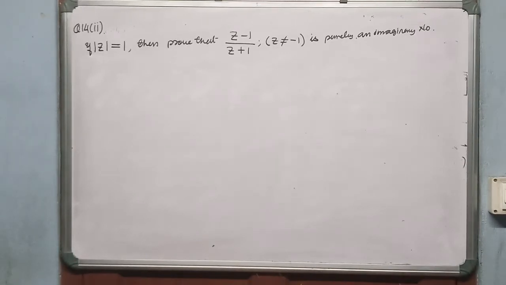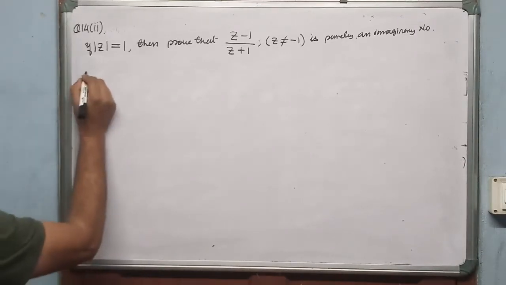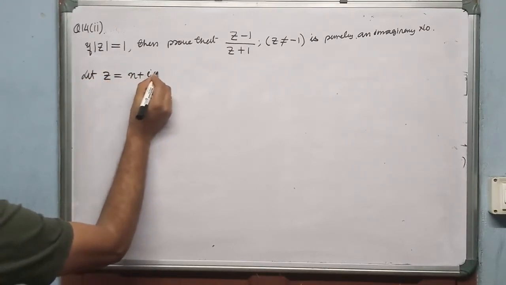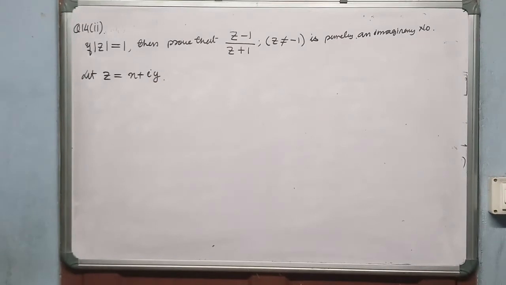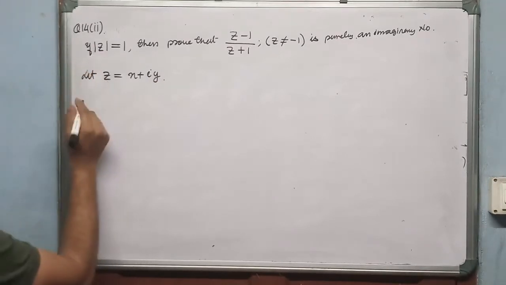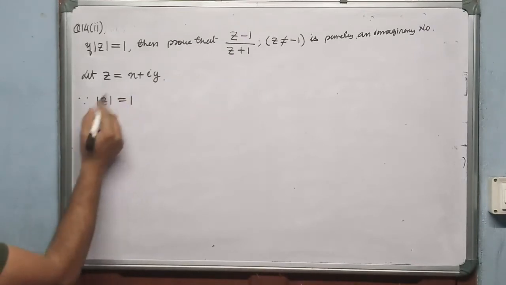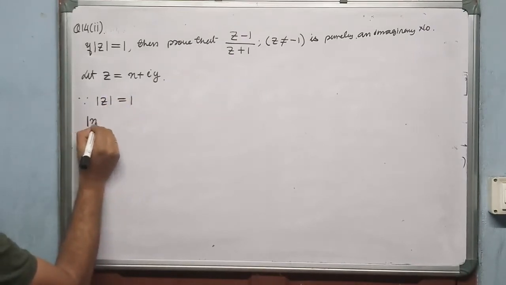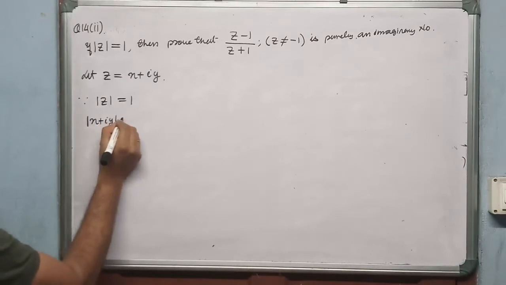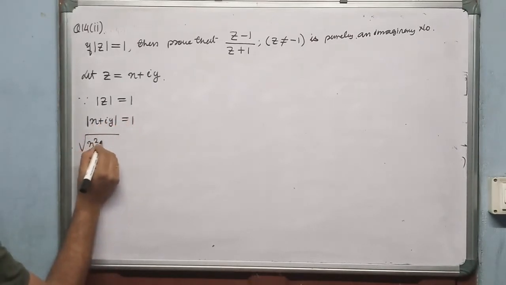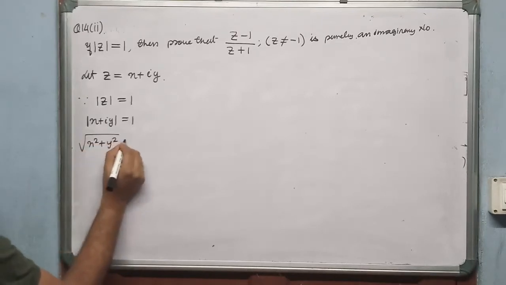But over here only z is given, so you have to consider, let z equal x plus iy, any complex number. Now I'll simplify this one. Since mod of z equals 1, substitute the value of z. z is x plus iy, mod equals 1. To remove the mod, you have to use the square root. Square root of x square plus y square equals 1.